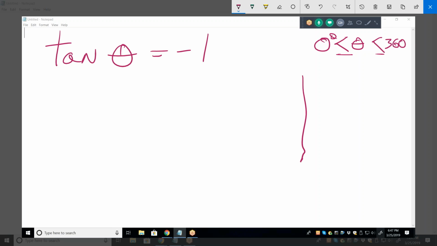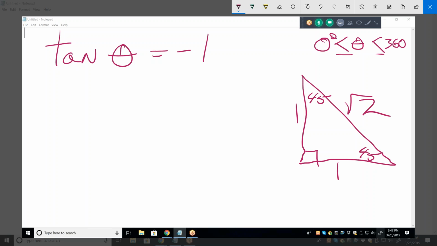Where do we know tangent's equal to 1? Which triangle? It's not the 30-60. Yeah, 45, 45, 90. So the tangent of 45 would be 1. So, if I'm solving this, I know the answer is 45 degrees, but the tan of 45 degrees is +1, right?